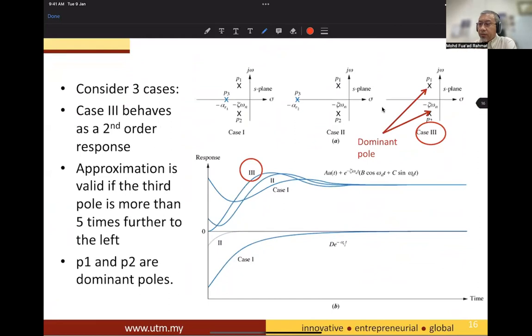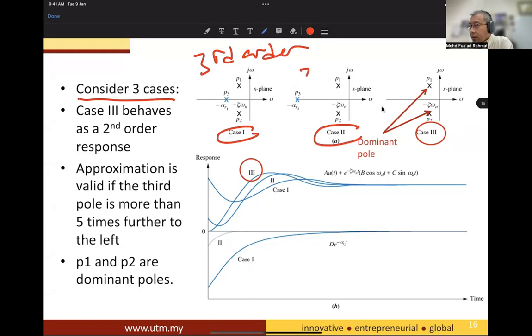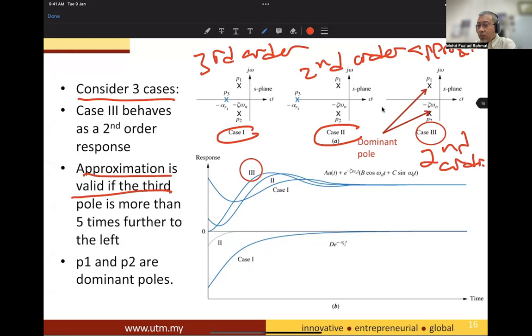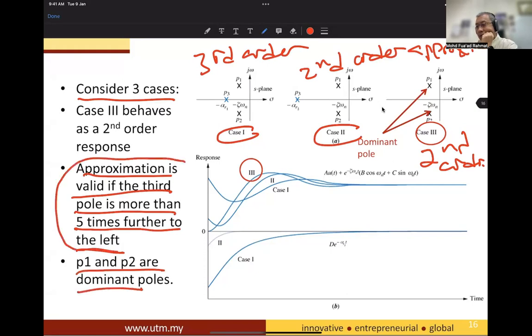I give you 3 cases. Case 1 is the pure third order. Case 2 is a second order approximation. And this one is pure second order. The approximation is valid if the ratio of the third pole to the real part is more than 5 times. P1 and P2 are the dominant poles. You must understand this word.